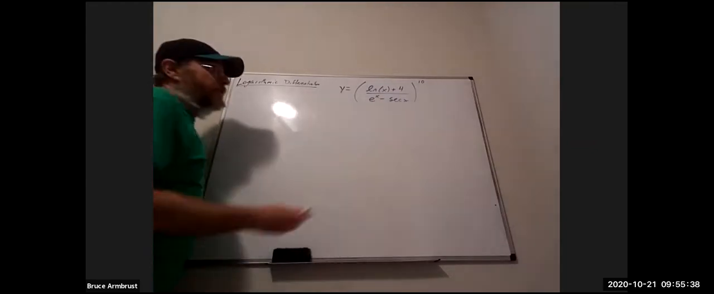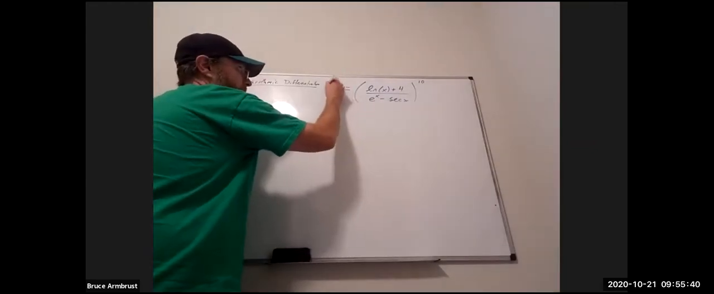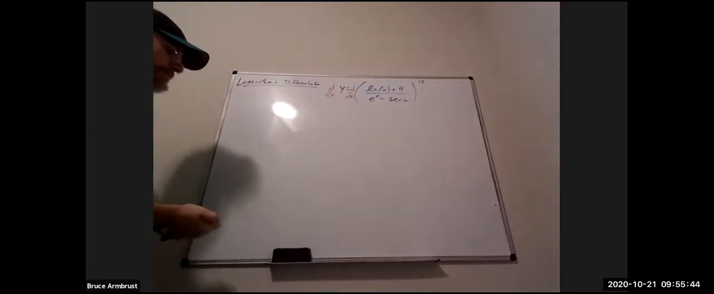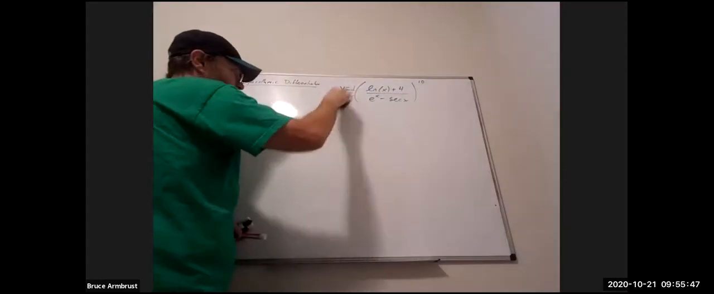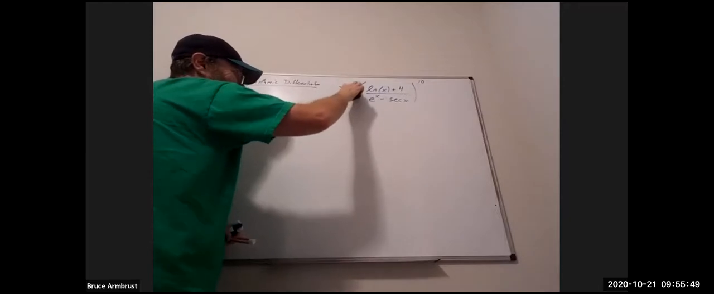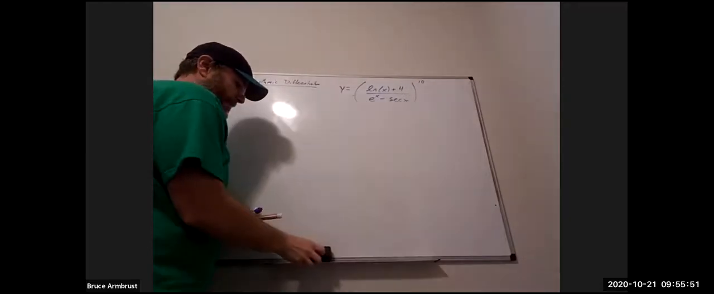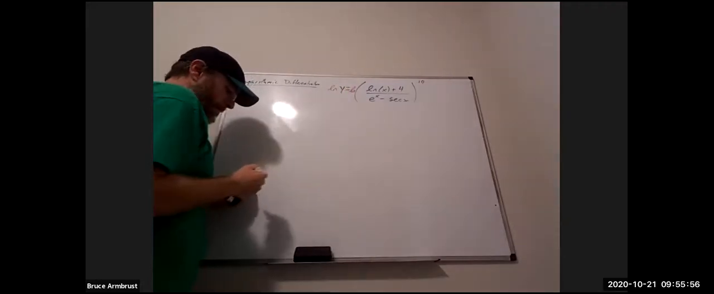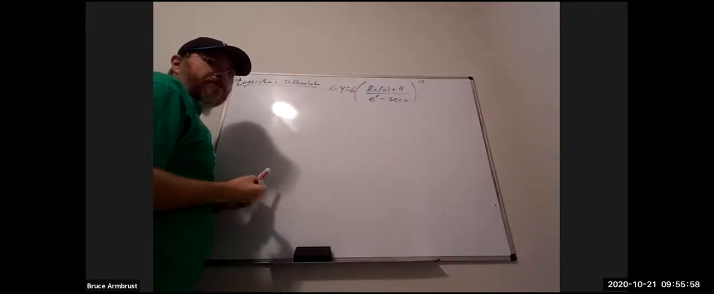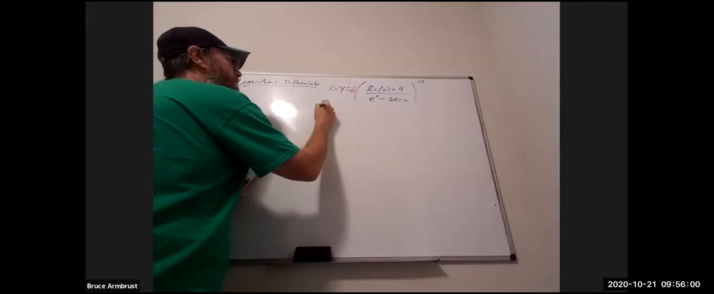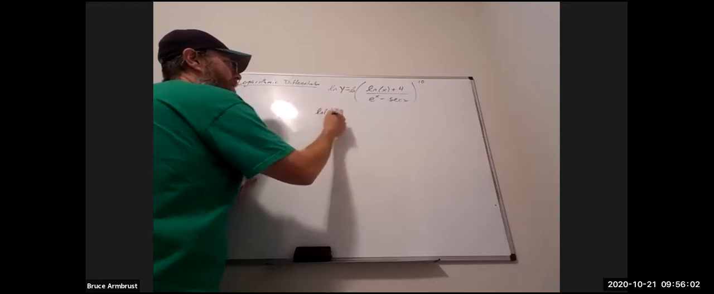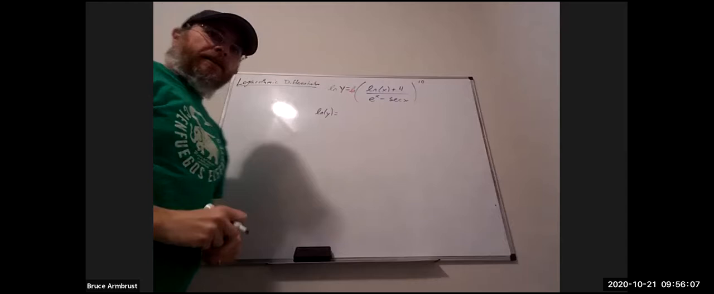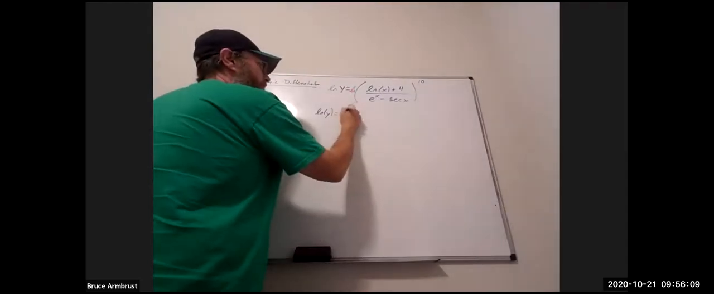All right, so let's take a log of both sides. So we're going to get the natural log of y. Now let's start breaking this thing down. So I've got a power of 10. That 10 is going to come out front.